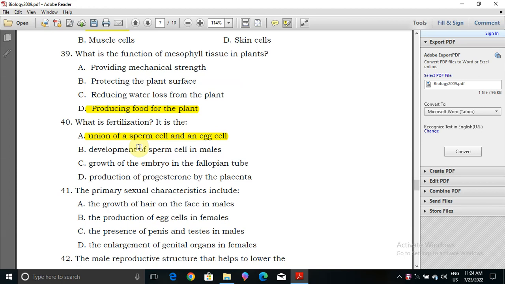No, it's in secondary sexual characteristics for females. The presence of penis and testes in males. Yes, because males and females are both already born with the reproductive organs. And here it says males, they are born with what? Penis and testes, right? So this one is the correct answer for question number 41. There's the presence of penis and testes in males.